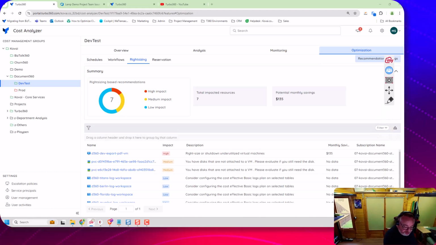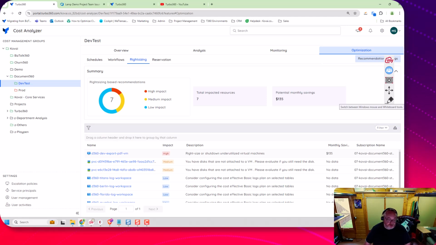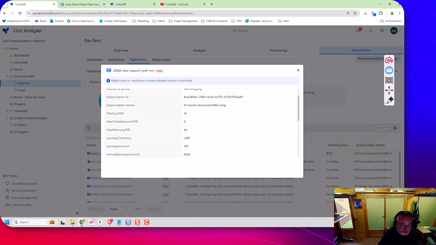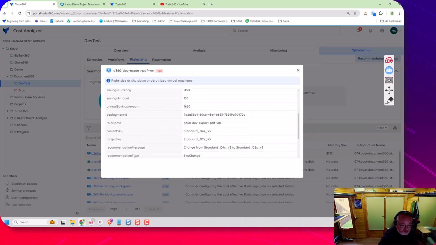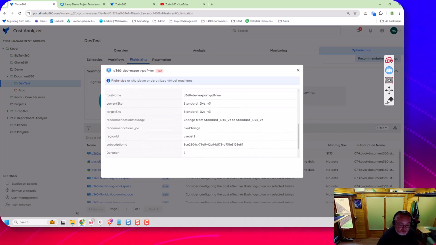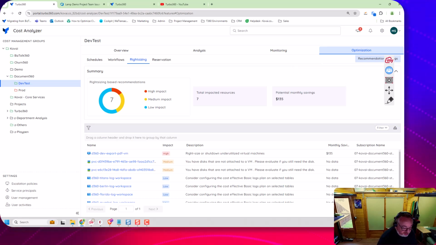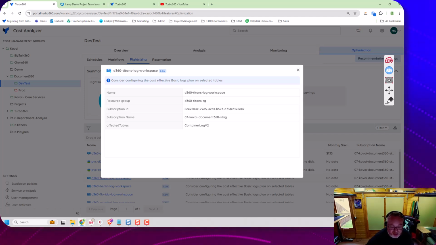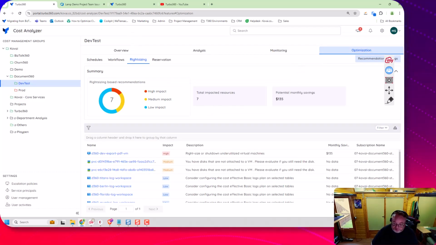So the first one's about a recommendation to right size or shut down a VM. So we can see some of the details that come up in this recommendation from Azure, and the potential cost savings from that. There's a couple of recommendations about disks that may not be attached, so we need to evaluate if we need those. There's a few recommendations about logs here, so I guess we've got a log analytics workspace, and we can potentially change to a basic log that might save some money.